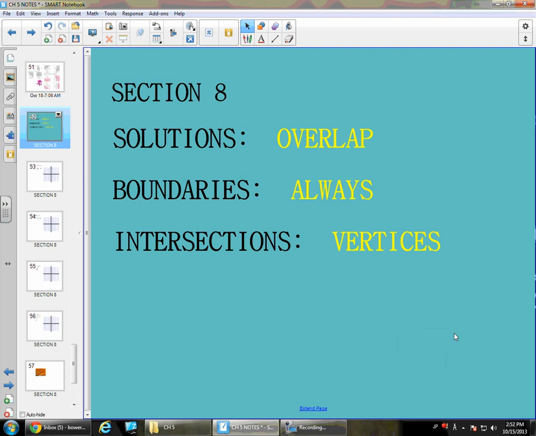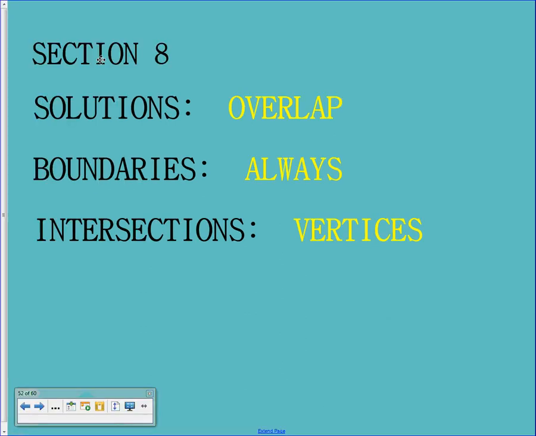Chapter 5, Section 8 is on graphing systems of inequalities. So it's taking what we did yesterday and then adding a level of difficulty by graphing more than one line at a time. Some of our terminology is that the solutions of the system of linear inequalities is where they overlap. The boundaries are always part of the solution, and the intersections are called the vertices. So those are some of your terminology when we are looking at systems of inequalities.